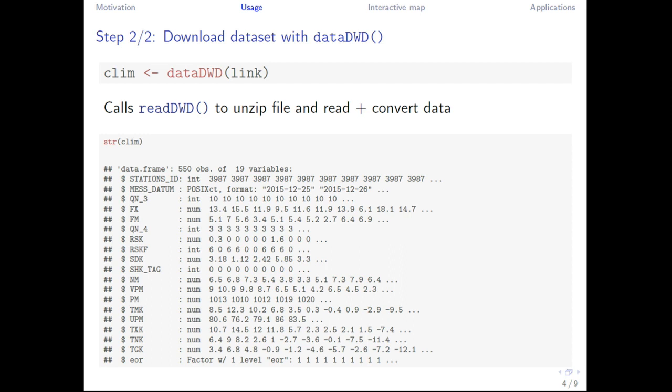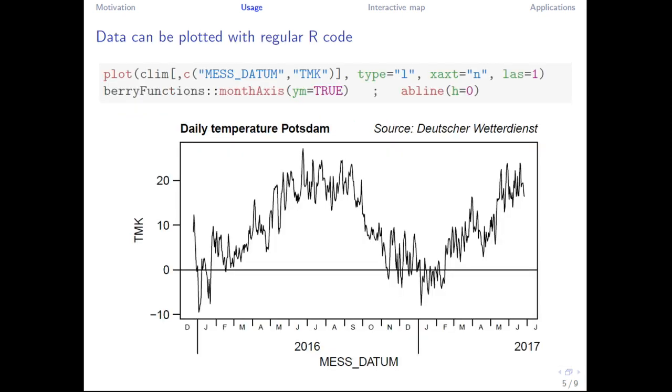That will download it if it's not already on your drive, or you can also overwrite it. It will call readDWD to unzip the file, read the data that's in there and convert it into some nice format. Then it's just a regular data frame that you can do anything with using regular R code. For example, you could plot it, figure out which columns you want to see, and just do regular plotting stuff to get a nice plot showing how the daily temperature has evolved in the last year and a half.